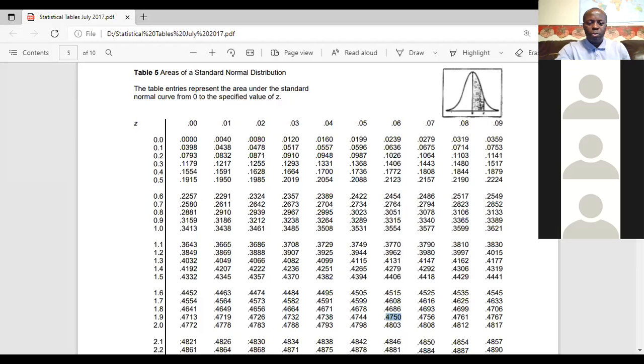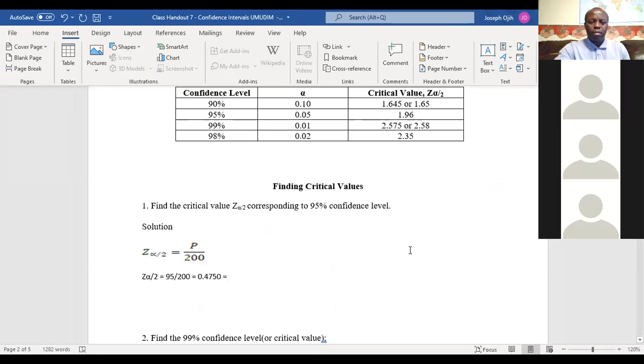So the answer for the critical value becomes 1.96. And you can see it right here on the table. You can see 1.96 right here. See?